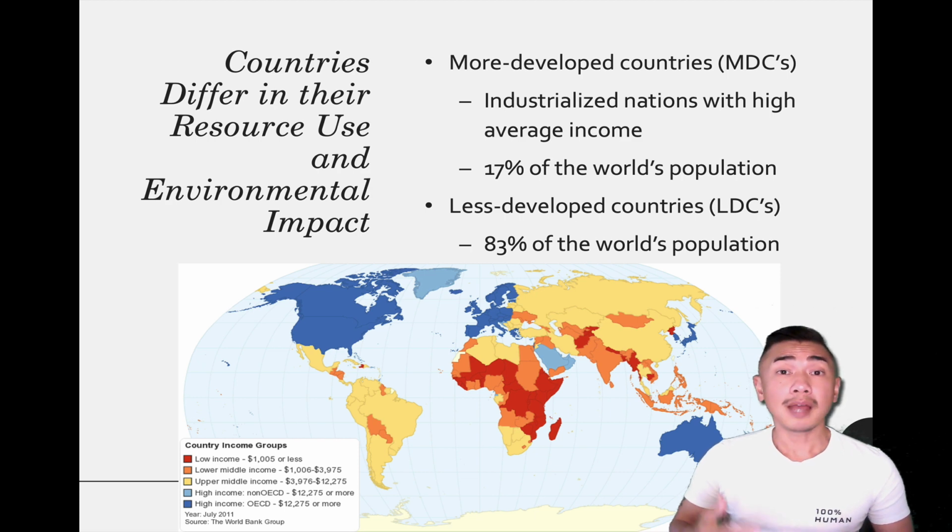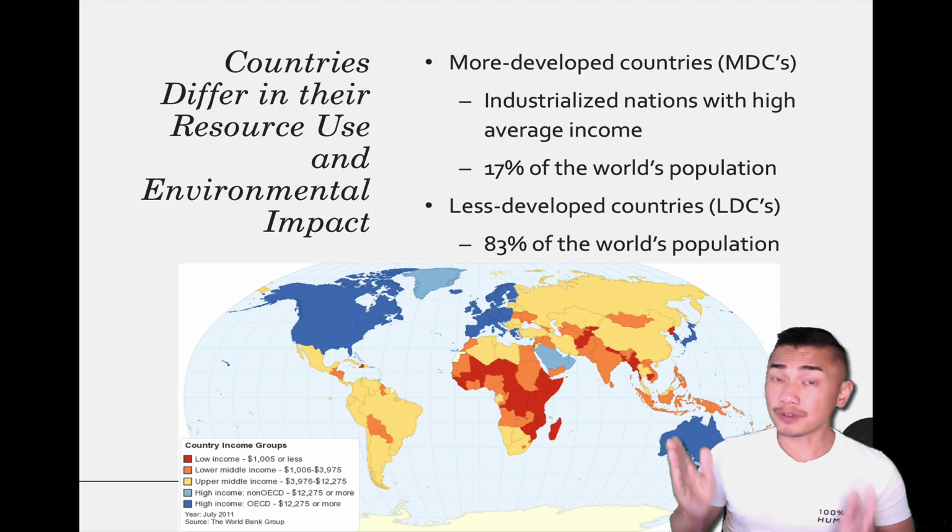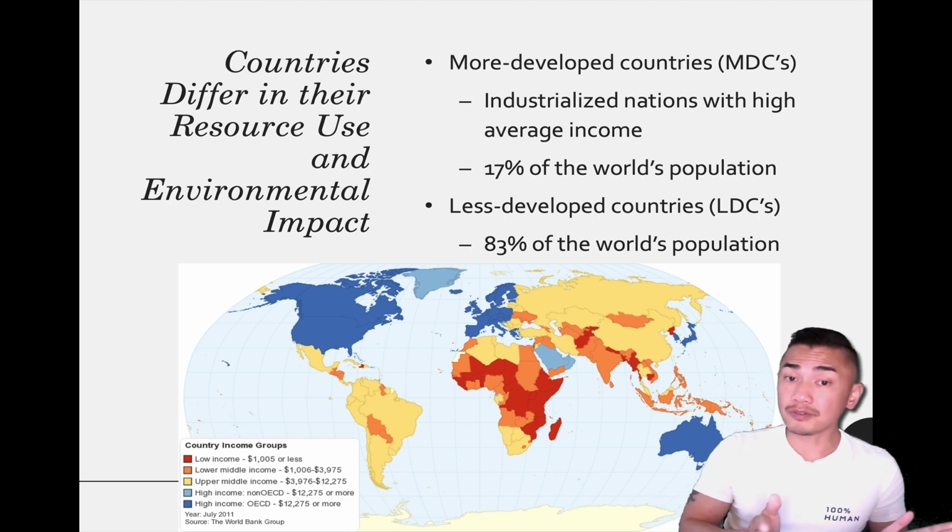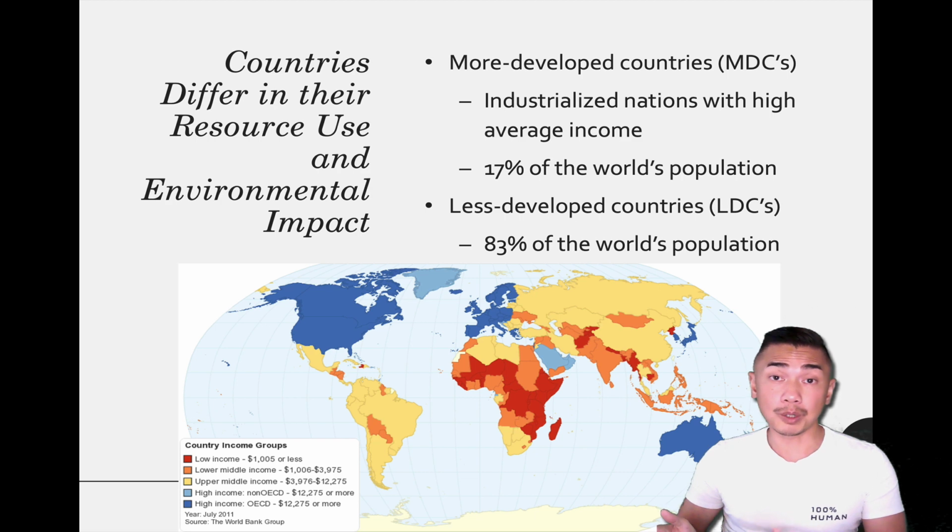We need to think about how people in different parts of the world use resources differently. We have people in more developed countries, or MDCs, that use resources at a higher rate than people in less developed countries, or LDCs. More developed countries tend to be highly industrialized, have high incomes, and have high rates of resource consumption. They make up only 17% of the world's population, so it's very lopsided in terms of more developed and less developed countries in the world.